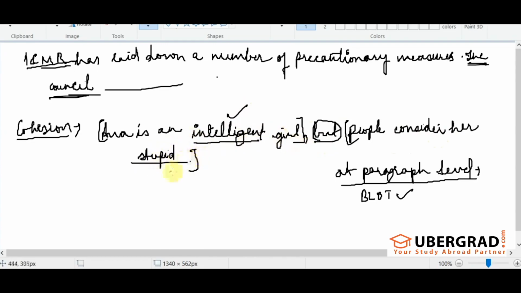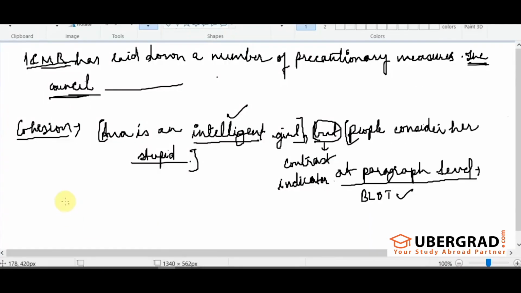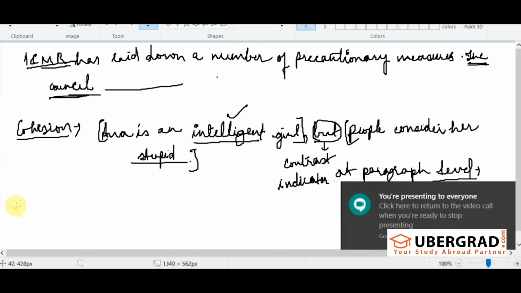So how did we get to know that we have to use stupid, or there should be opposite meaning word over here? By the use of the word but. So but always shows contrast between the two parts of a statement, and therefore it is known as contrast indicator. Good. Now consider another example. Anna is an intelligent girl.